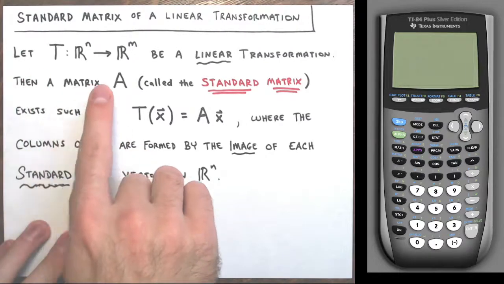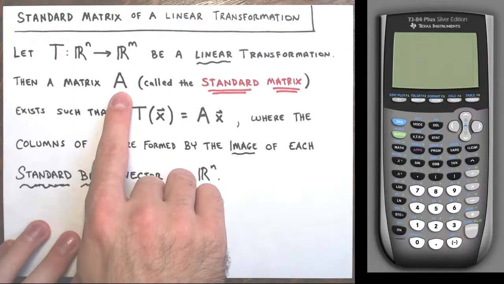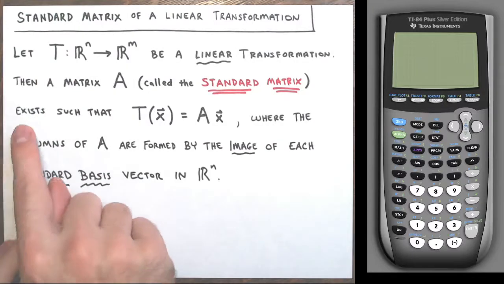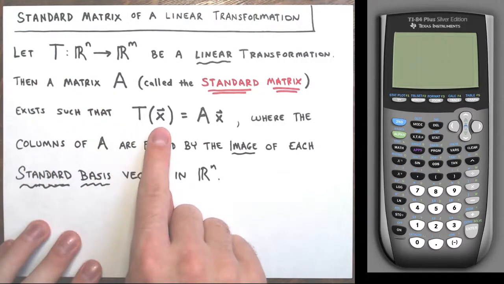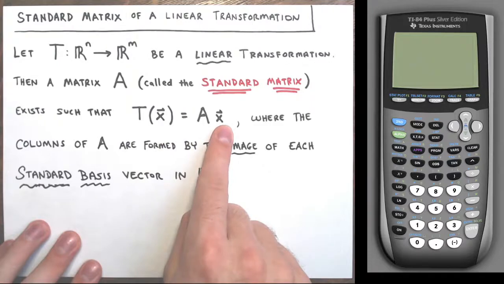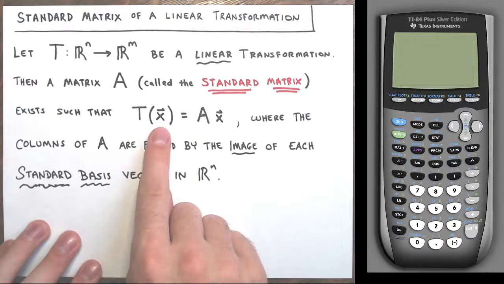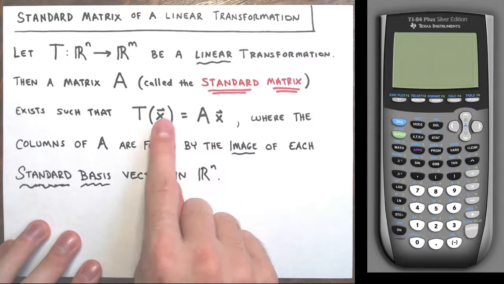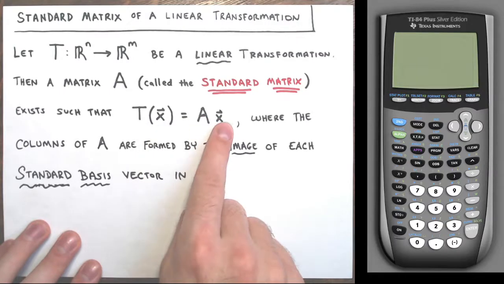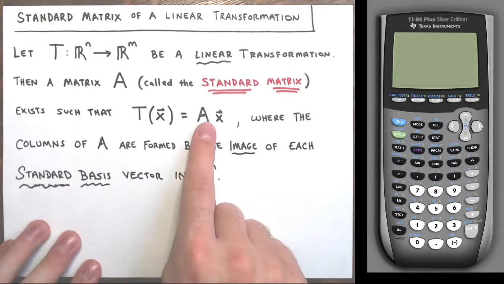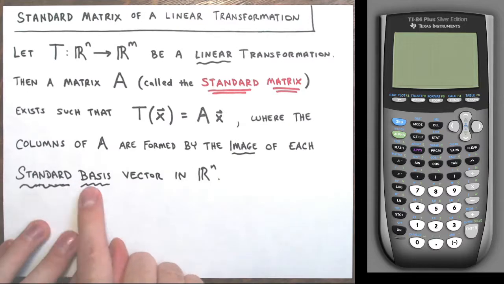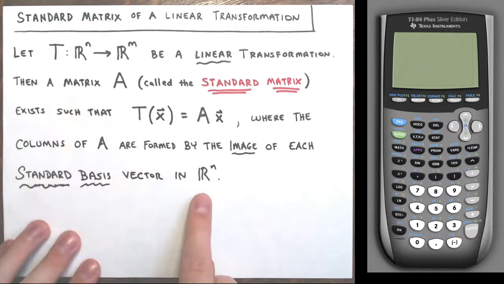Then a matrix A, called the standard matrix for this transformation T, exists such that T of x equals A times x, meaning that any output of the transformation can be written as a matrix multiplied by the input vector. The input vector is not changing. This is x, this is x. The columns of A are formed by the image of each standard basis vector in the domain Rn.